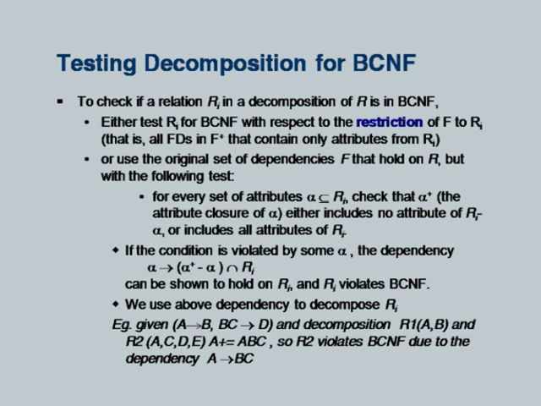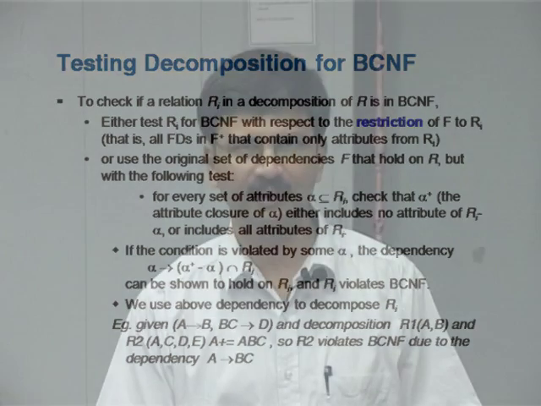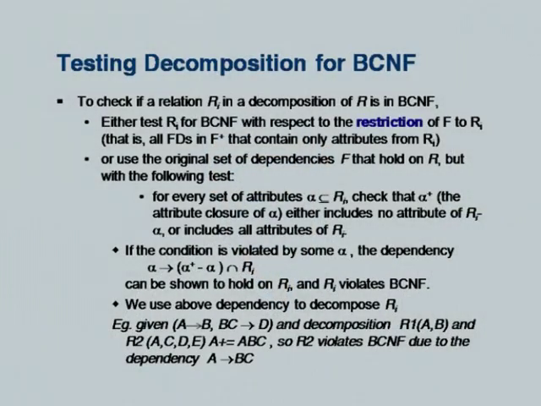It seems a little confusing here, but let us see how to do it over here. Given A goes to B, BC goes to D, and the decomposition into R1(AB) and R2(ACDE), which we saw previously. Now let us take the second relation. The first is binary, it is in BCNF, forget it. Take the second relation, ACDE. Let us start with just A. This is the one which actually turns out to violate it. So we take A plus under the original dependencies. So what is A plus?